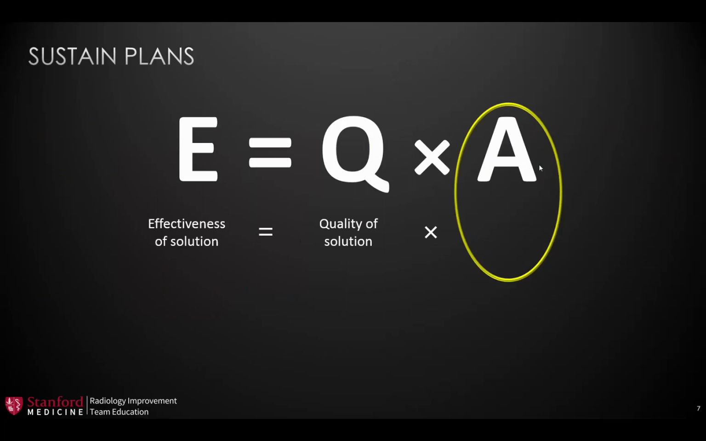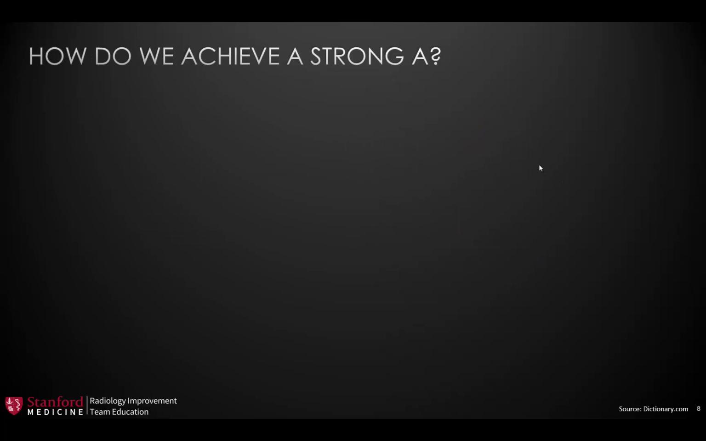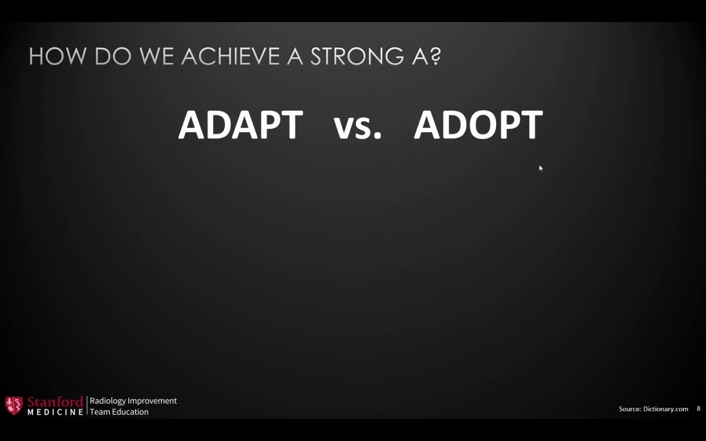So now let's dive into how do we achieve a strong A, which is adoption by those doing the process. So the first thing I want to emphasize is that there's a difference between adapt and adopt. Adapt means to adjust oneself to different conditions. Adopt means to choose or take as one's own. You'll notice in my equation I didn't say A means adaptation to the new process. It's adoption to the new process.